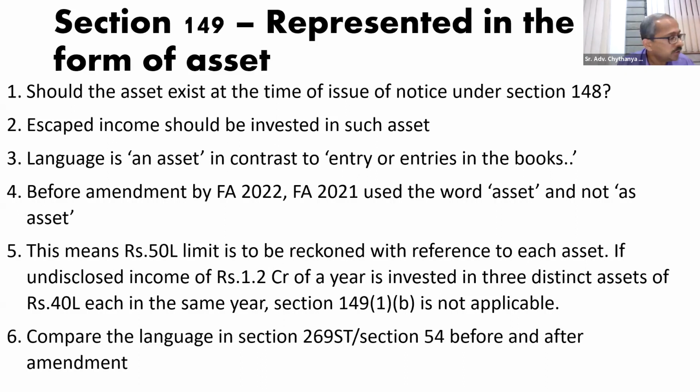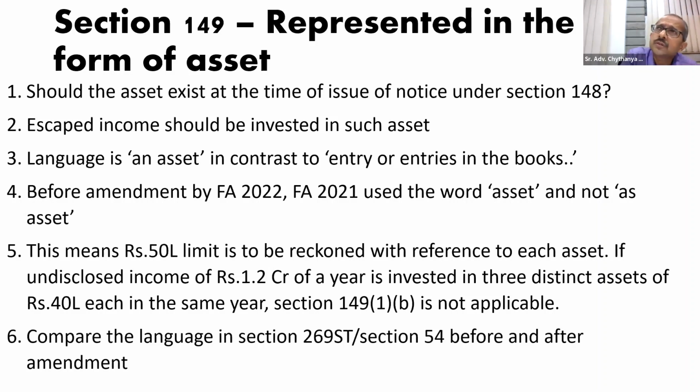Now, very interestingly, they have used the words an asset. And I don't know for what reasons, in FA 2021 they just used the word asset. In FA 2022, they have substituted the word asset with an asset. An asset means what? Would it mean multiple assets? Would it mean your escaped income being invested in each asset should exceed 50 lakh? Because if you look at the third item, they have said an entry or entries in the books of account. Very clearly they have said.